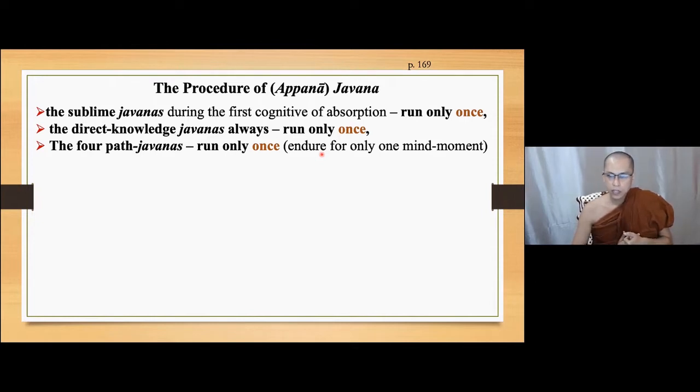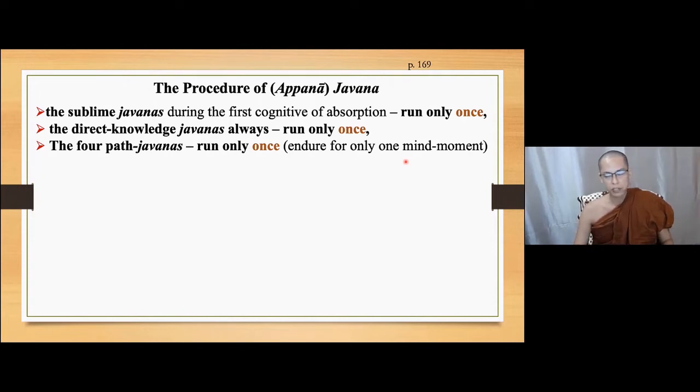Then, as we have studied, the sense-sphere javana runs seven times generally. So this is the difference between the sense-sphere javana and absorption javana. Absorption javana can vary according to their rising times, the frequency. For the path javana, it runs only one time and endures for exactly one mind moment, never repeating.